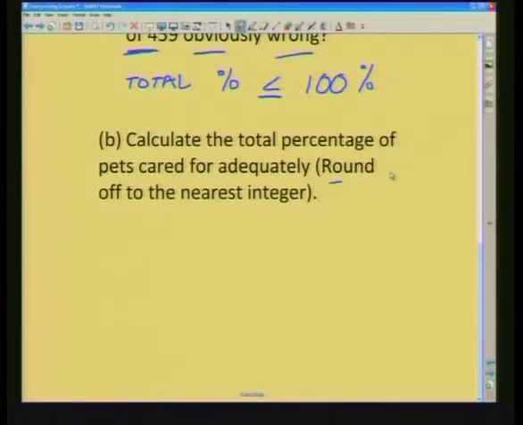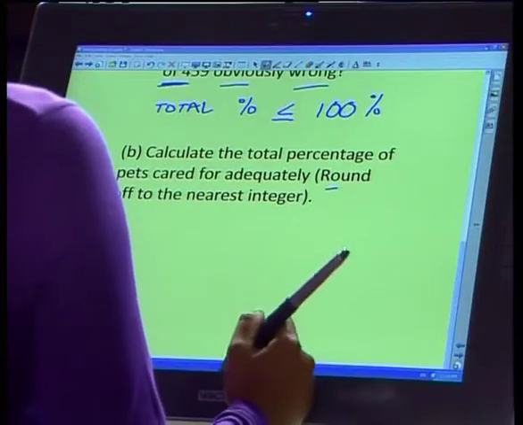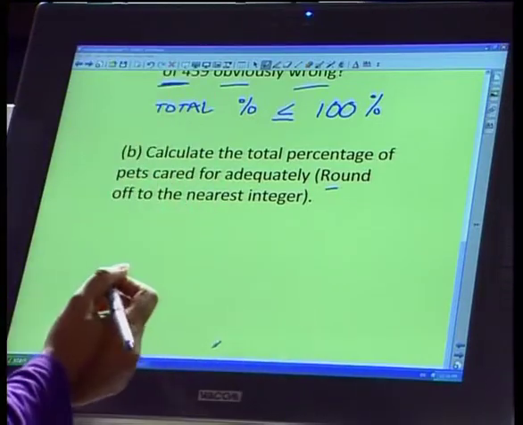The first thing we need to do is to find out the percentage of pets cared for adequately, add all that together and then divide by the total number of pets, and that will tell us what the total percentage of pets cared for is. All right, so let's start.